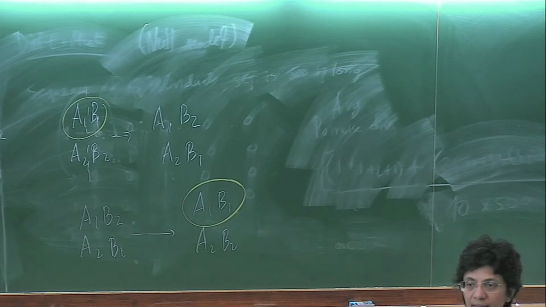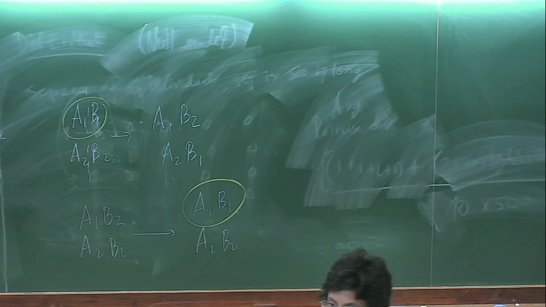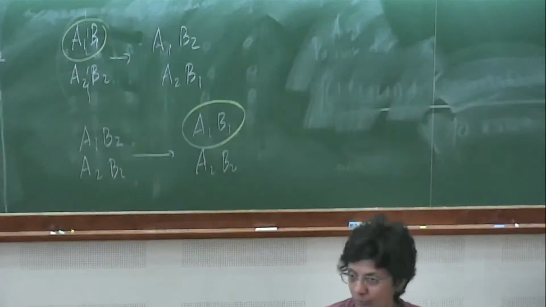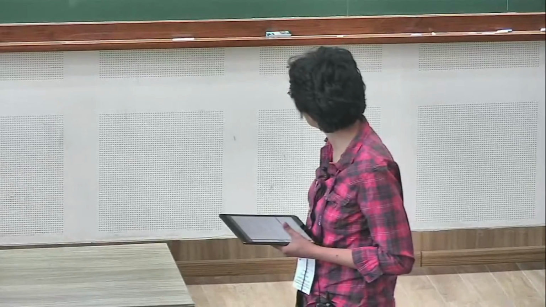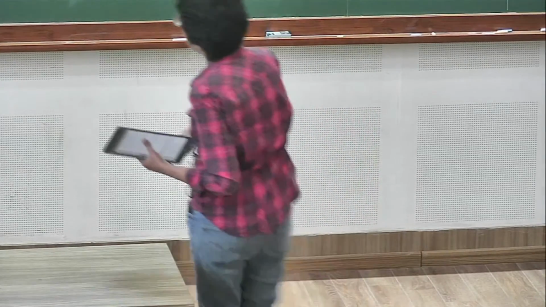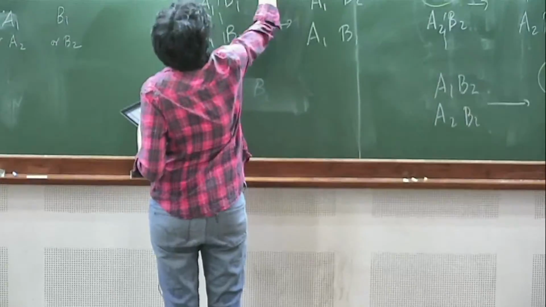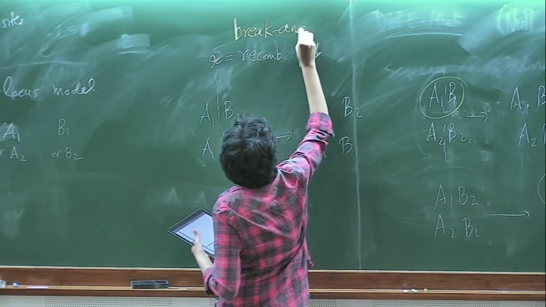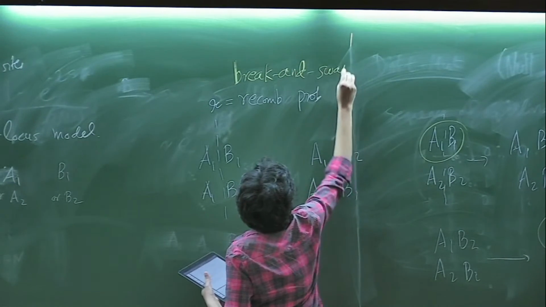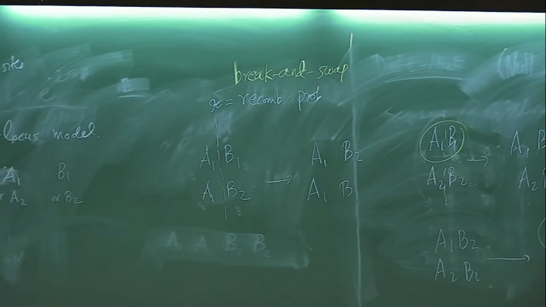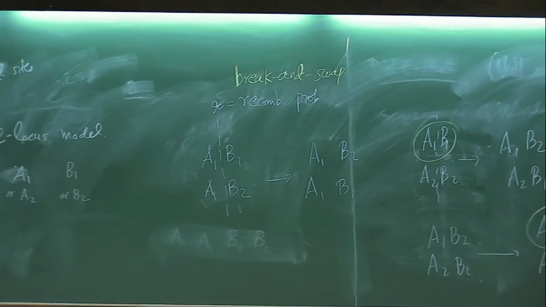So when you say R is recombination probability, does it include both of these or only one? It's the probability with which a break and swapping will happen. Break and swap. That's how at least I understand. Okay, so I'll throw a random number. If R is 0.1, there's a 10% chance that I'll break and swap. Otherwise, they just live their life as they were doing.